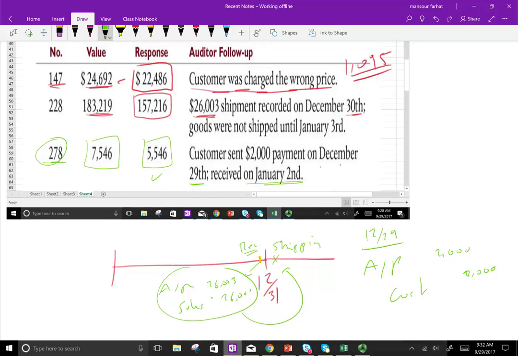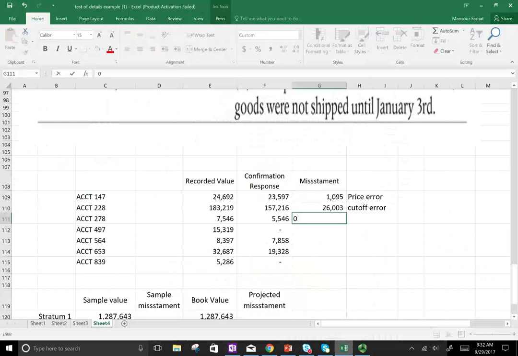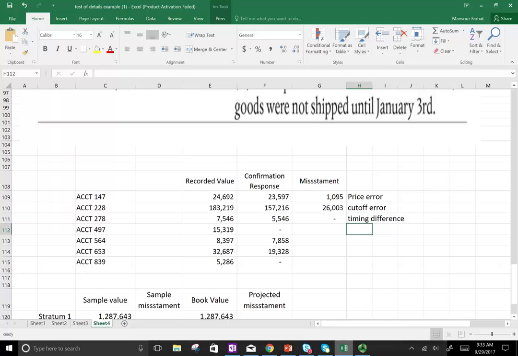So what they're saying is correct for them. But as far as we're concerned, we did not receive the payment until January 2nd. So as of December 31st, they still owe us 7,546. So in this situation, there is no error. This is called a timing difference, because the check was basically in process. What they have in their books, they paid it. In our books, we haven't received it yet. So there's really no error here.